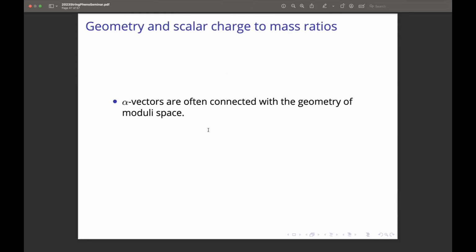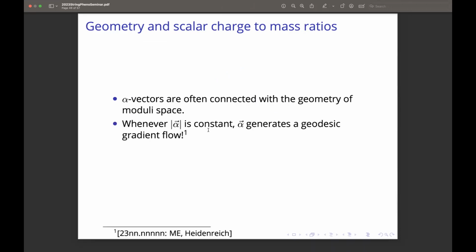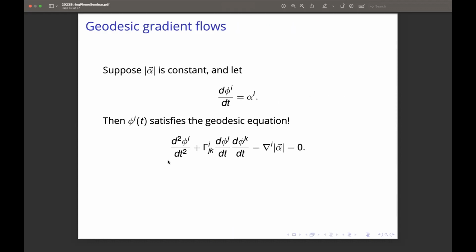So scalar charge-to-mass ratio vectors are connected with the geometry of moduli space, as you could see in the 10D IIB string theory example. In fact, it turns out whenever an alpha vector has constant length, the alpha vector generates a geodesic gradient flow. This is to appear in work maybe coming out in a month or two with Ben Heidenreich. The proof is very quick.